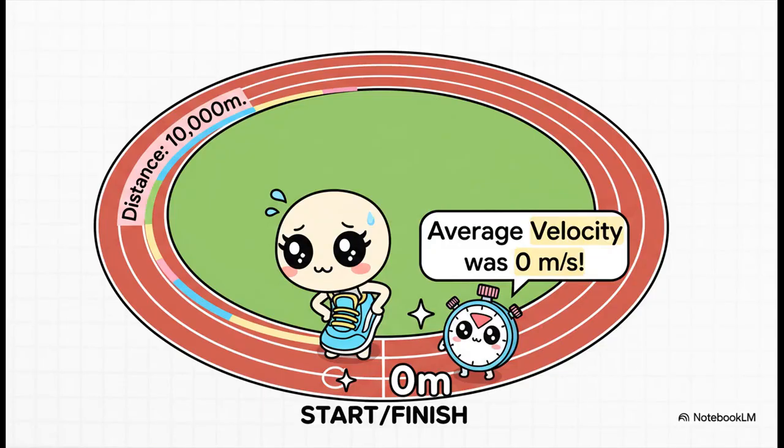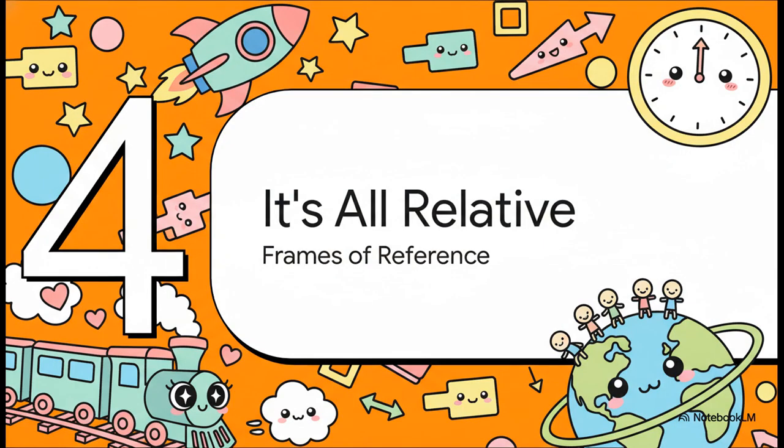And now we can finally solve our puzzle from the beginning, the cross-country runner. They ran a distance of 10,000 meters, and I bet they had a pretty high average speed. But because they started and finished in the same exact spot, their total displacement was zero. And since average velocity is just displacement divided by time, their average velocity for the whole race was 0 meters per second. Wild, right?